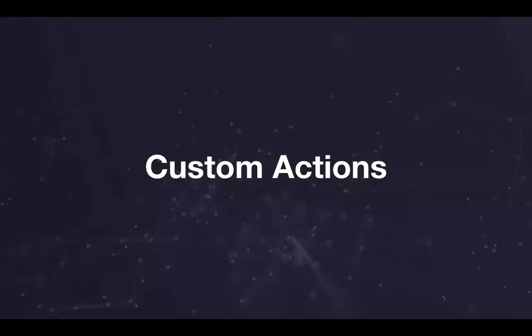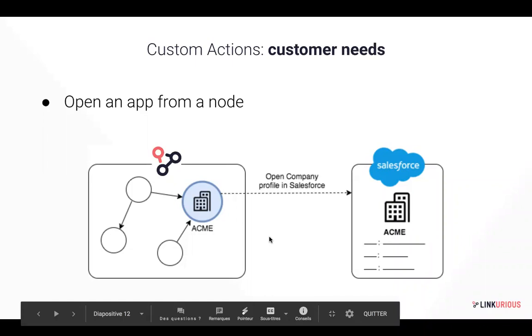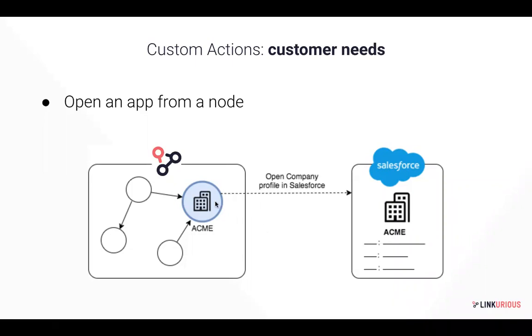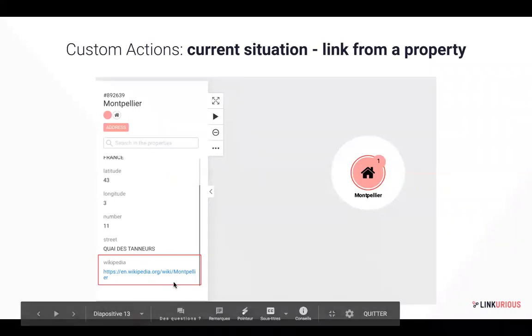So let's move on to the second item, which is custom actions. A recurring customer need is to be able to open an app from a visualization, and more specifically, to be able to open, for example, a company from its node into a third-party application. Here it could be Salesforce. So basically, there is one way to do that right now, to jump from the workspace in Linkurious Enterprise to a third-party application. And the way to do that right now is to create a property that contains the URL to that third-party application.